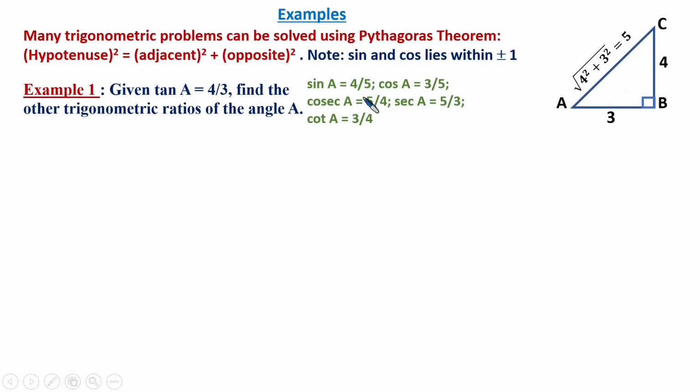Similarly, cosec is nothing but 1 by sine, and sec is 1 by cos. So it is the reciprocal of that: 3 by 5 becomes 5 by 3. And cot is cos A by sine A, so it is 3 by 4.